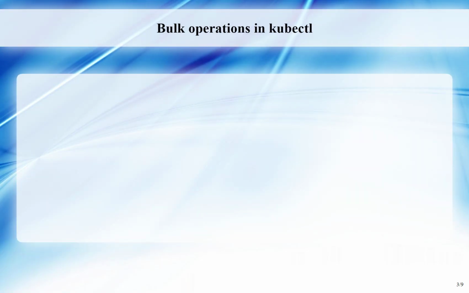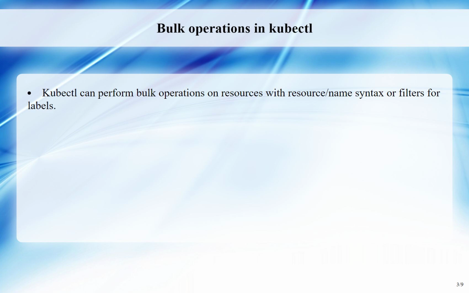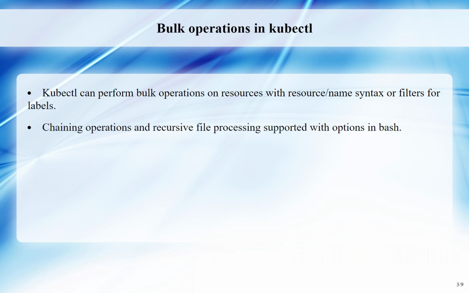Bulk operations in kubectl. The kubectl command line tool can perform bulk operations such as creating, deleting, or extracting resource names from configuration files. You can specify multiple resources using the resource name syntax or use selectors to filter resources by their labels. Chaining operations is possible by using $ or xargs. Recursively performing operations on local files within subdirectories is also supported by using the --recursive or -R argument alongside the filename -f argument.